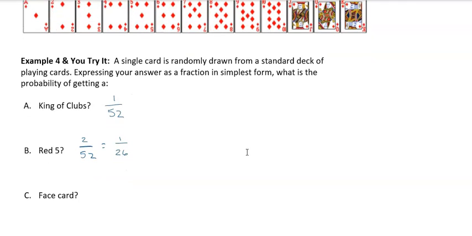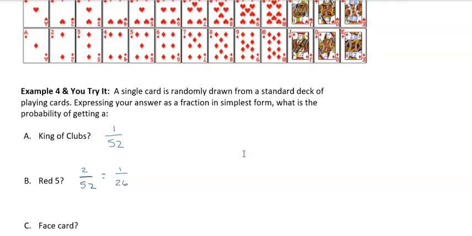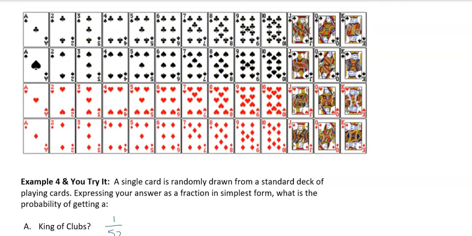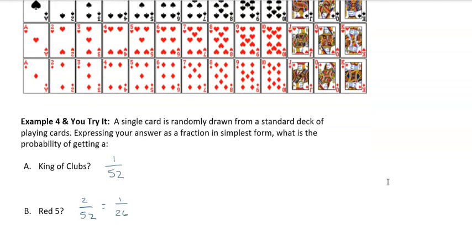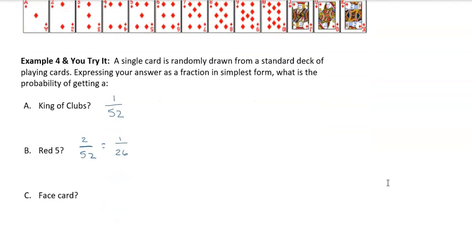All right, a face card. What is the chance of getting a face card? So how many face cards are there? Well, there's 3 by 4, there's 12 here. So 12 opportunities to get any face card out of 52. Now we're going to reduce this by dividing top and bottom by 4, so we get 4 times 3 and 4 times 13. So the 4's cancel out and I get 3/13.